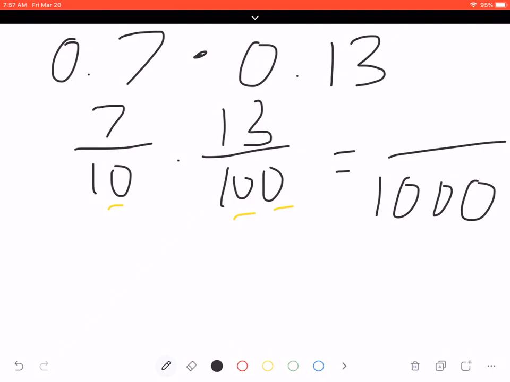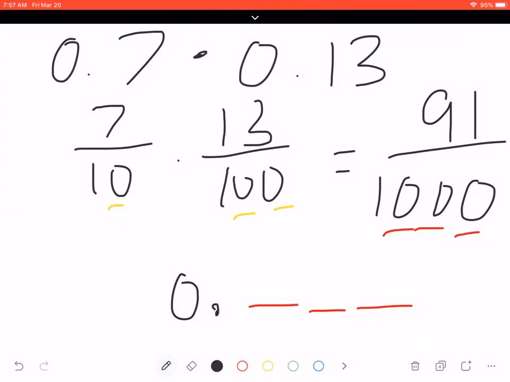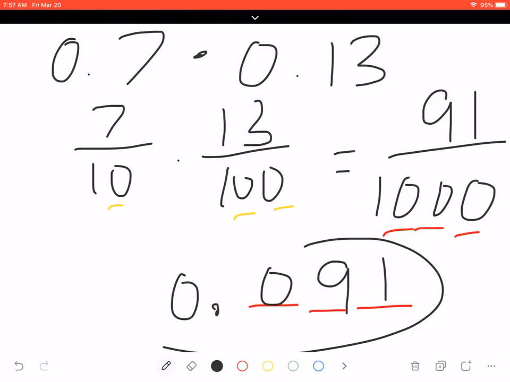3 times 7 is 21, right? And 10 times 7 is 70. I add those together, I get 91. Right, so this one gets a little tricky because you're going to look at it like this. 1, 2, 3. That means my final answer's got to have 3. So what gets different about this one is I'm going to fill in the 1, the 9. That has to get filled in with a 0.